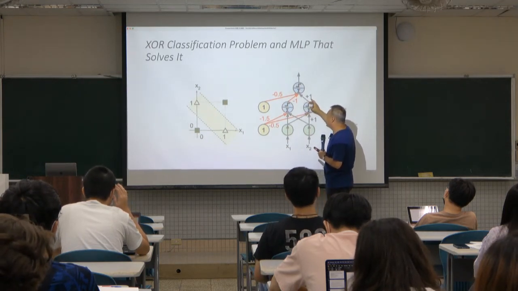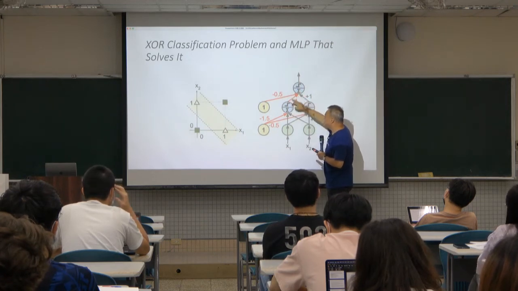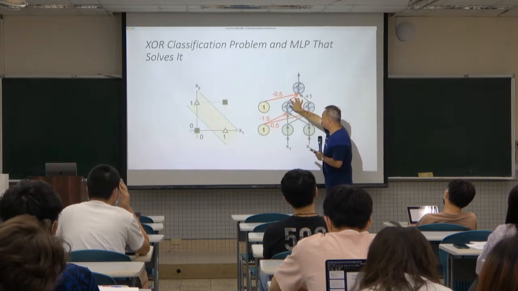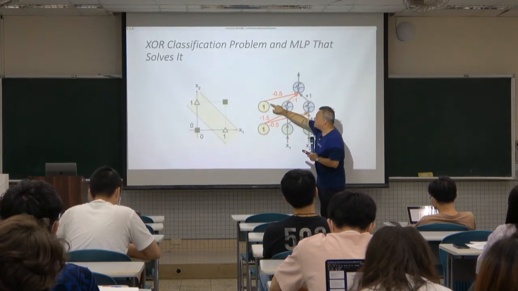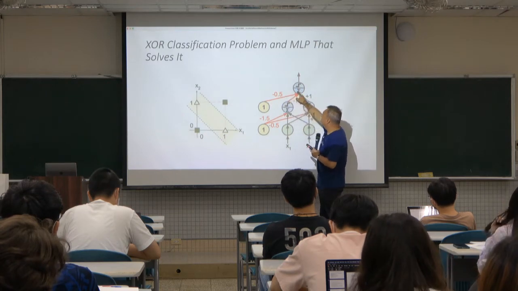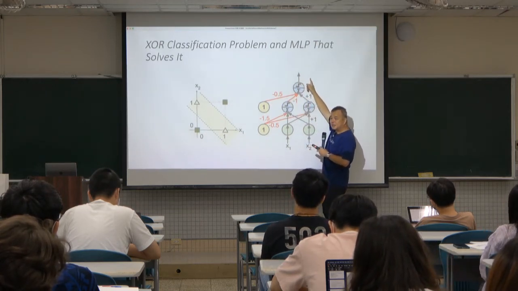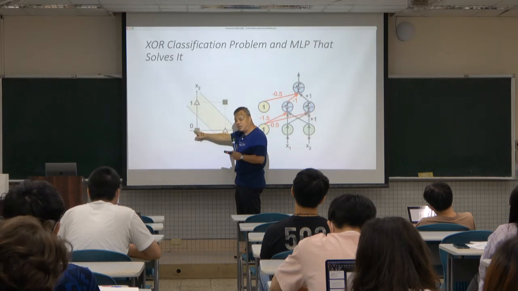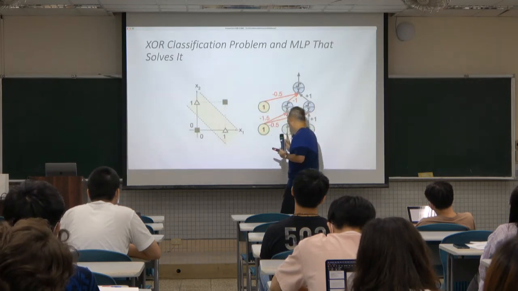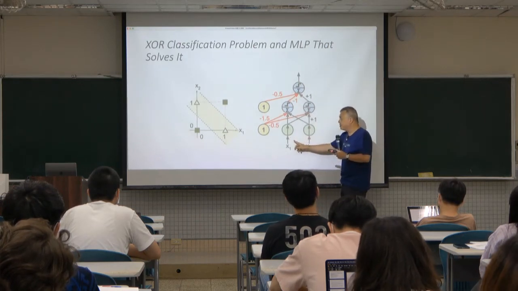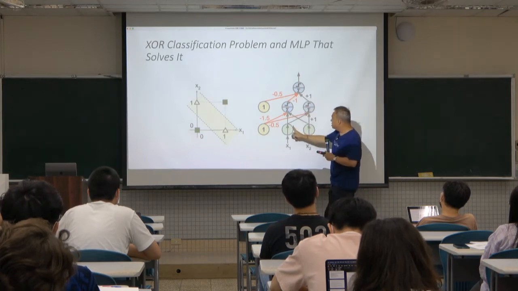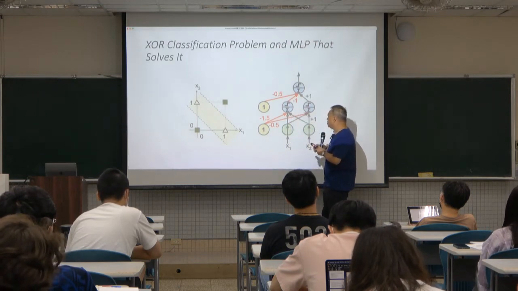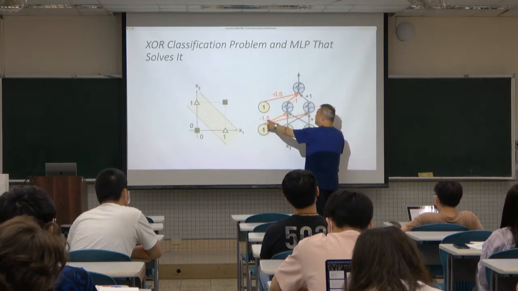-1 with the weight +1 is -1. We got -1 here, multiplied by the weight -1, so it's 1. The 1 and the -1 cancel each other, so we have -0.5 from the second bias, and the result is -1. So -1 represents the solid square class. And you can try 1, 1. You are going to end up with 2 and -1.5.